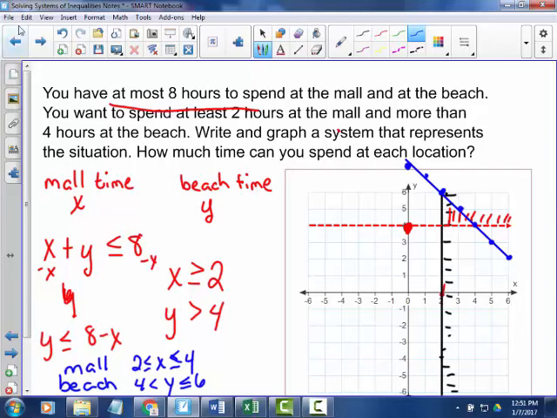All right, so now you need to get to work on solving linear inequalities by graphing.